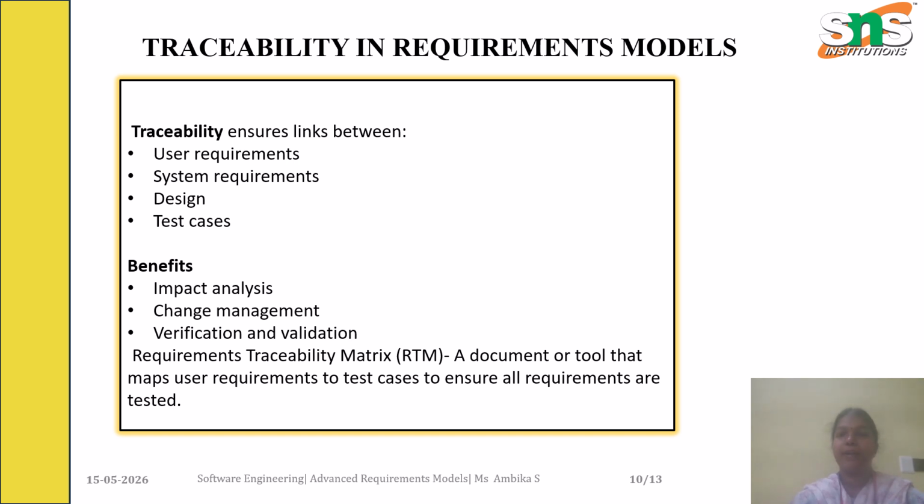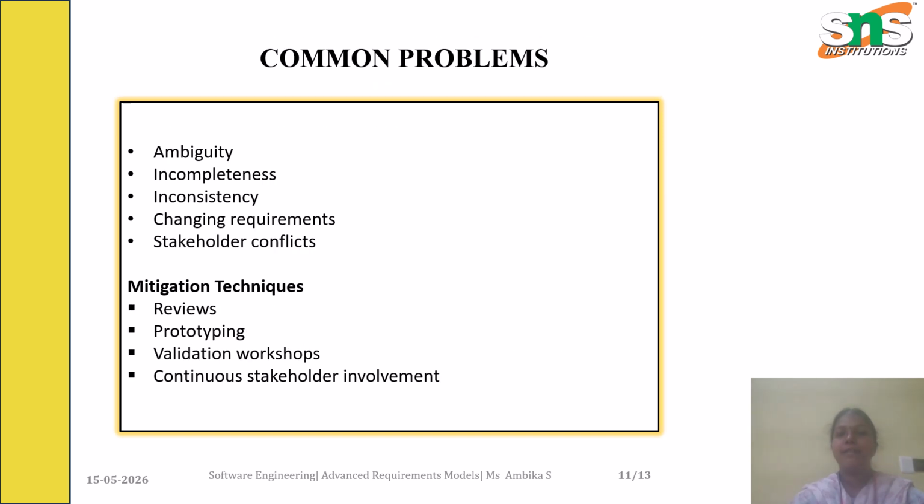Next is traceability and the requirement model. Traceability plays an important role. It ensures the links between user requirements, system requirements, design as well as test cases. The benefits are that we can analyze impacts, focus on change management, verification as well as validation. The requirements traceability matrix is a tool that maps the user requirements to the test cases so that they can ensure whether all the user requirements are tested or not.